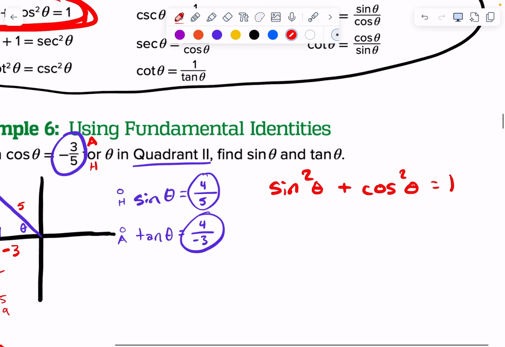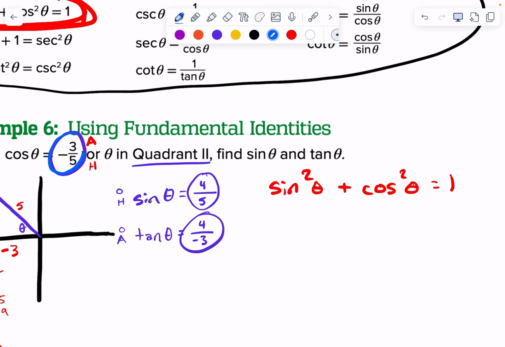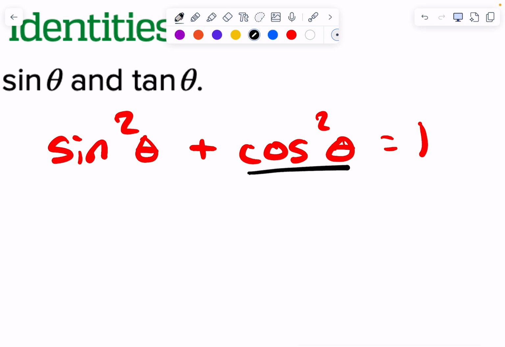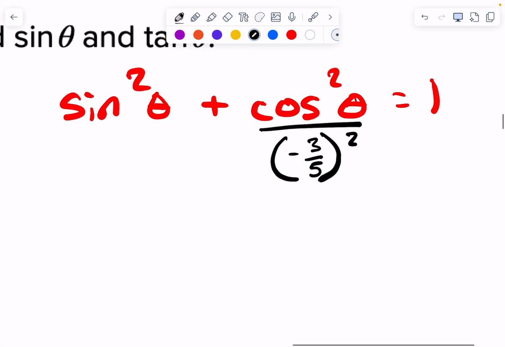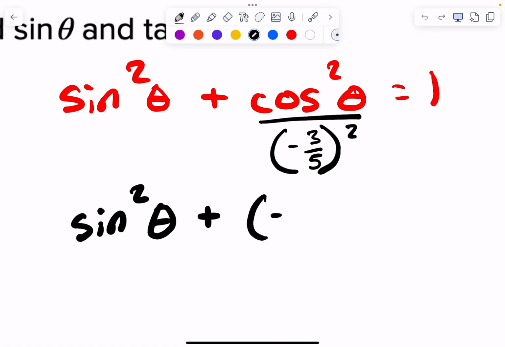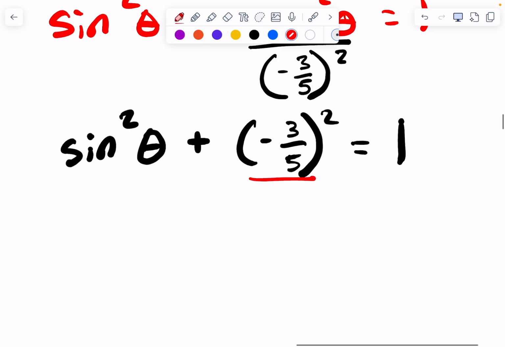Here's the deal. I know that cosine is negative 3/5. All I have to do is square it, and that's cosine squared. That's what they gave me. So if I'm trying to find sine, I can put negative 3/5 in that spot. If I take negative 3/5 and square it, what does it come out to be? Positive 9 over 25.